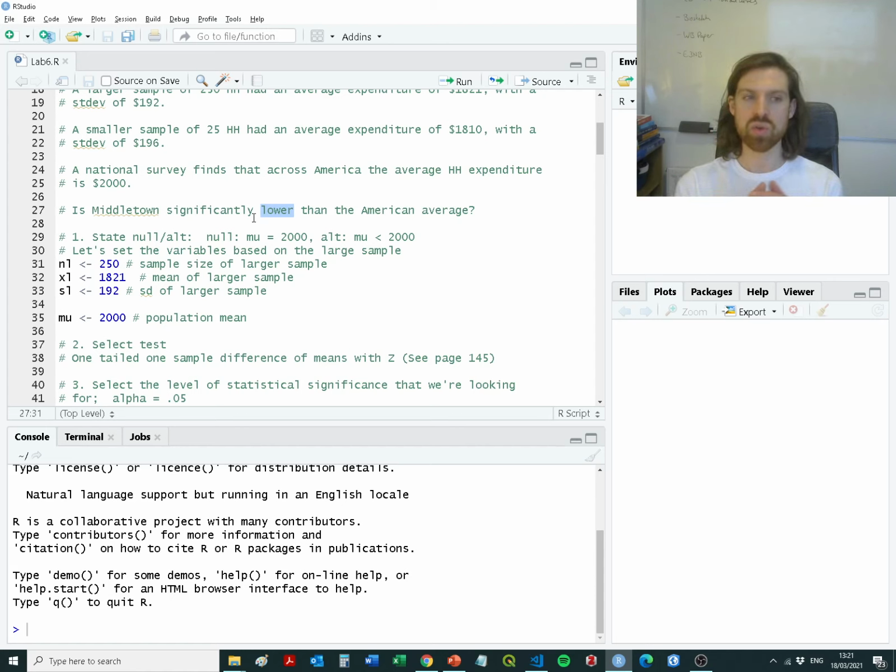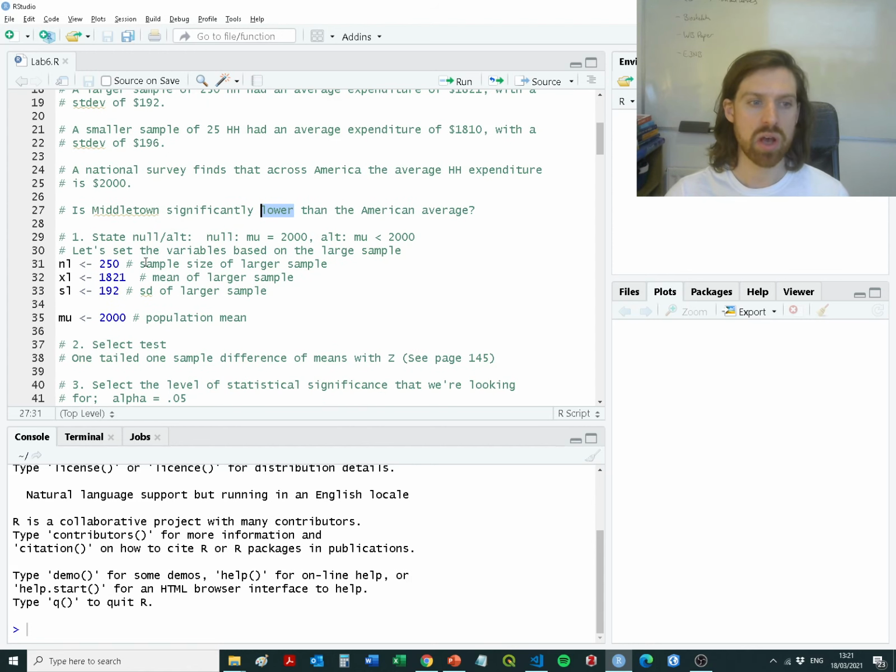Okay, so this is quite different from us just stating a non-directional hypothesis, which just says Middletown and the American average differ, but we don't say whether it's larger or smaller. And in that case, we would be looking at both ends of the distribution, so we'd be doing something slightly different. So this is kind of more of an easy example for you because you only have to worry about that alpha value existing in just one part of the distribution, in the lower part of the distribution here.